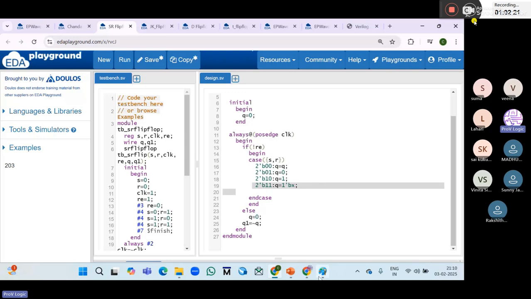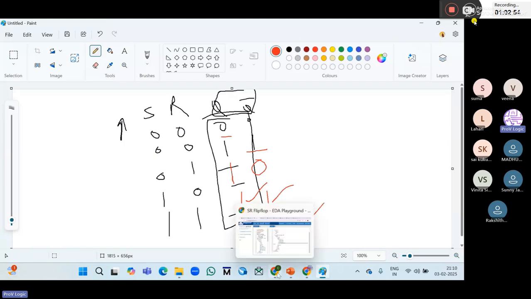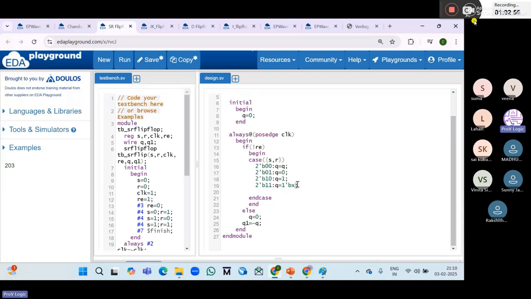Why do we get the invalid? Because Q and Q bar must be complements. If Q is 0, automatically Q bar should be 1. If Q is 1, automatically Q bar should be 0. But in the invalid case, we get both values the same. I have shared the digital PPT, right? Just go through that, put in the values and check. Both will give the same value. That's why we call it invalid. Okay, so unknown case, so here X.